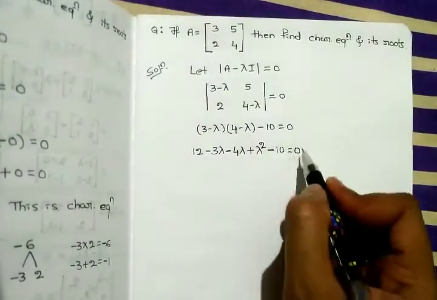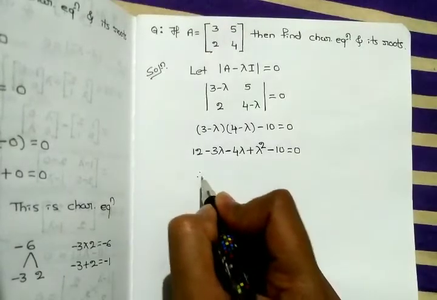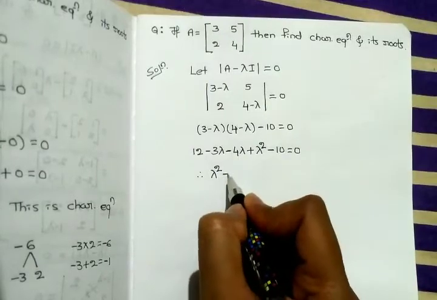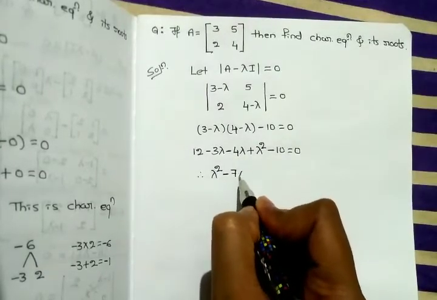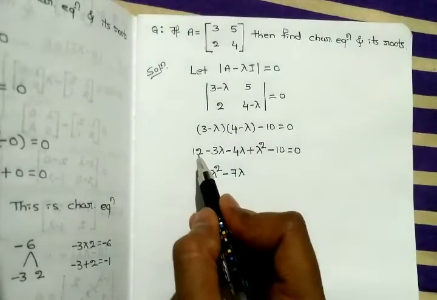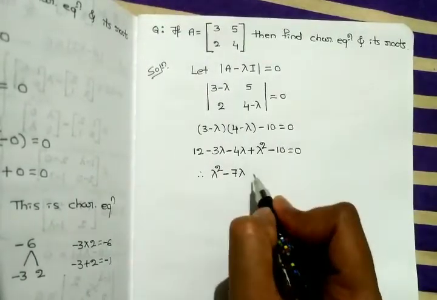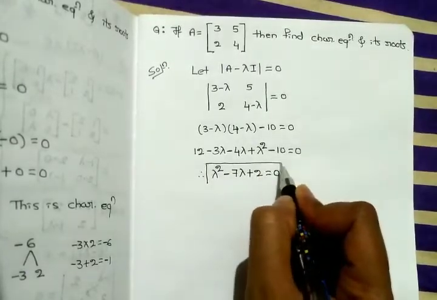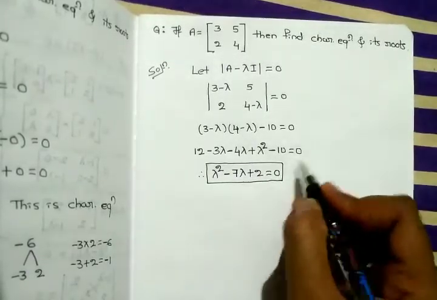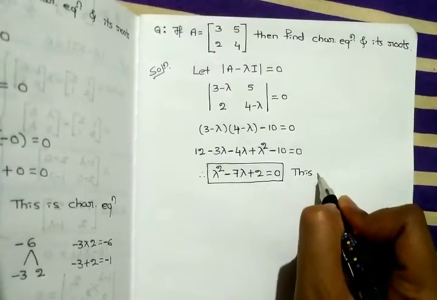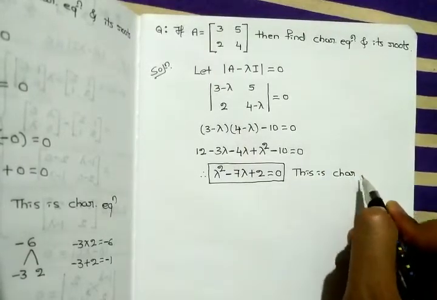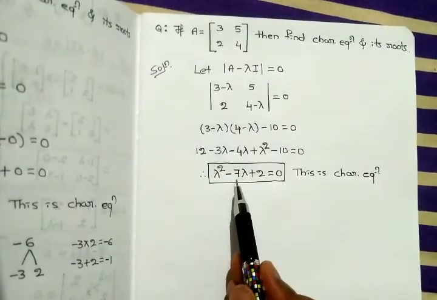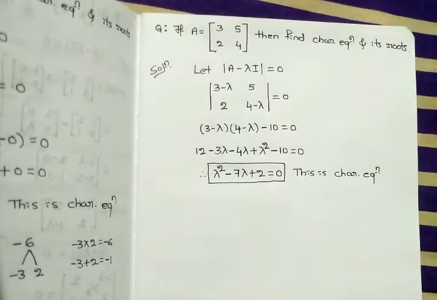In this entire equation, only one lambda square is there, so I am going to keep it first. So lambda square minus 3 lambda minus 4 lambda is minus 7 lambda, and 12 minus 10 is plus 2, equals to 0. So this is the characteristic equation. Next, for this characteristic equation, we are going to apply the factorization method.